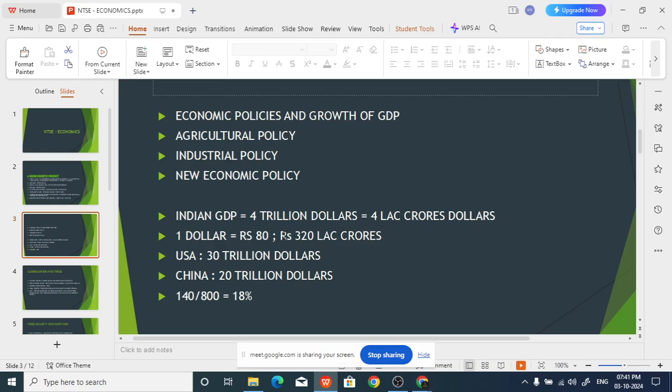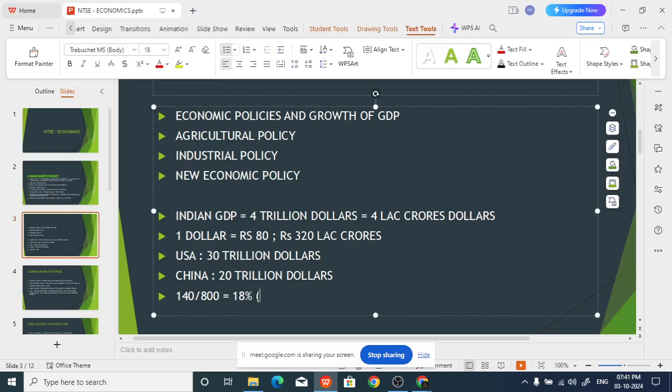Only after India it comes United Kingdom, France, Brazil, Italy, Canada. Their GDP is less compared to India. But fortunately for them, the population is less, whereas our population is much bigger. 140 crores is our population.